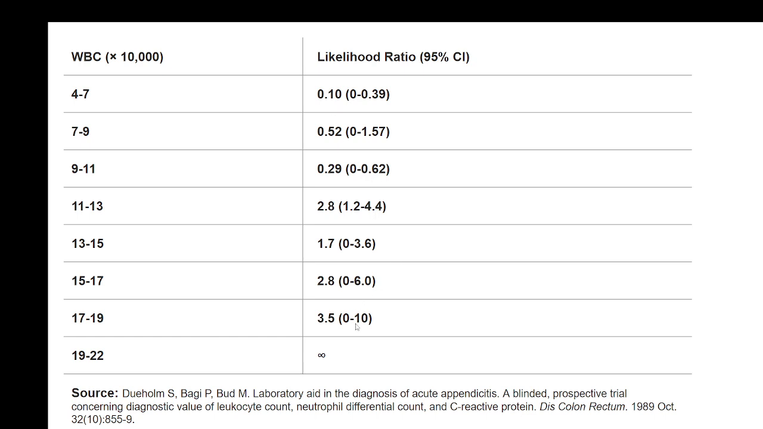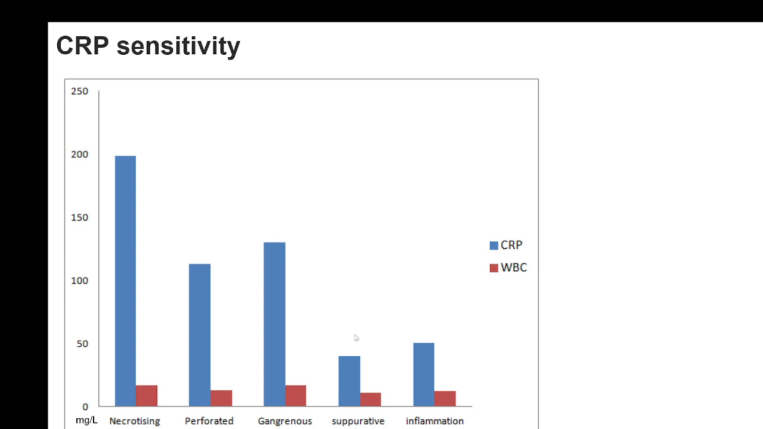So that's the universal statistical data, a likelihood ratio of 95%, where when the count is more than 17 to 19,000 total leukocyte count, then it's very high as such.